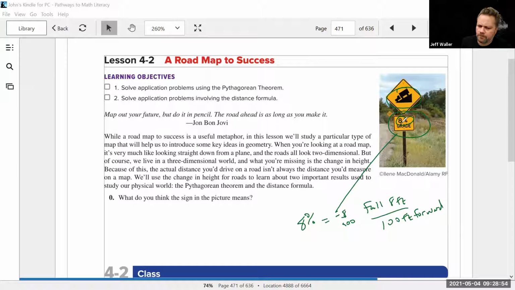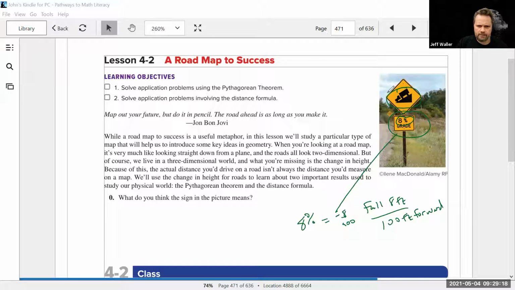No, I had no idea. Does it make sense now? Yeah. 8%. So it's kind of beautiful. Slope is a ratio. Ratios can be turned into percentages. So that's how they identify slope on the road, through percentages. Perfect. All right. Thank you.